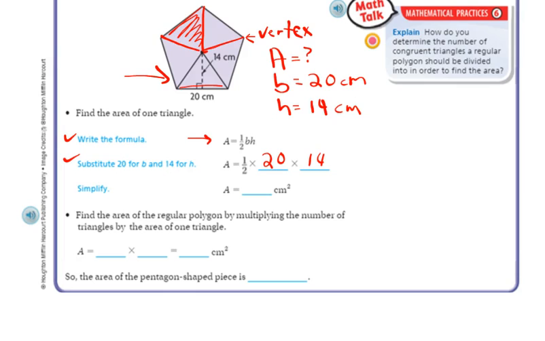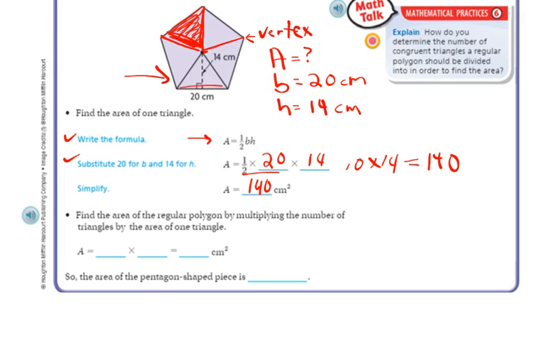So basically, we're going to think of half of 20, which is 10. I would normally have another line in here, but some of us can jump right down. So we're going to look at 10 times 14, which is going to give me an answer of 140. So the area of the shaded region up here in red, one of those triangles, is 140 centimeters squared.